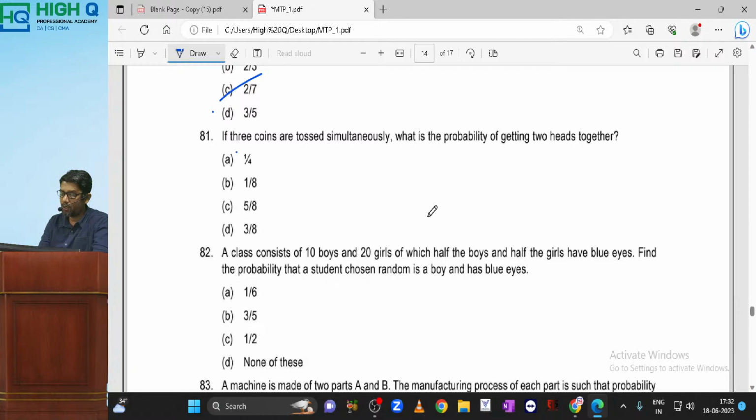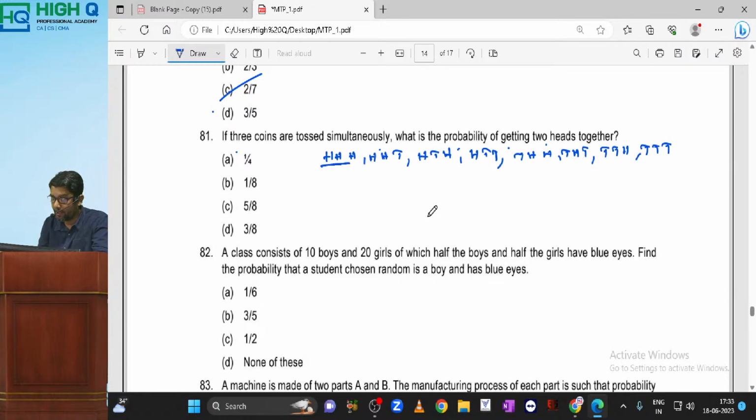3 coins are tossed simultaneously. What is the probability of getting 2 heads together? 3 coins means what? HHH, HHT, HTH, HTT, THH, THT, TTH, TTT. Now 2 heads together: 1, 2, 3. Am I right, my dear? It is nothing but 3 by 8.